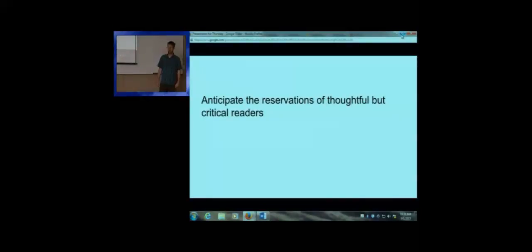Another part of the research process is anticipating the reservations of thoughtful, but at the same time critical readers. Over the course of your school and academic experience, we're conditioned to assume that criticism is a bad thing, that I'm criticized when I make a mistake, and it is my job, after making that mistake, to go fix it. So ideally, when you're writing a term paper, you just want somebody to write, "Oh my God, best paper ever," and you're done.